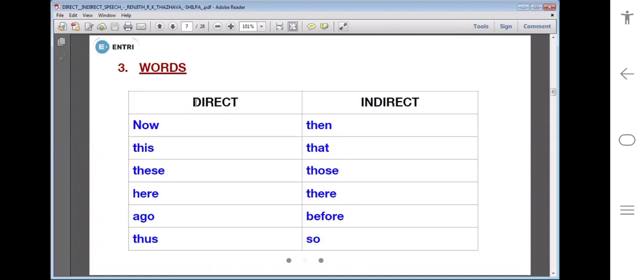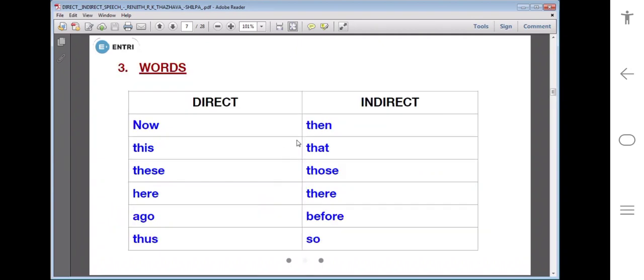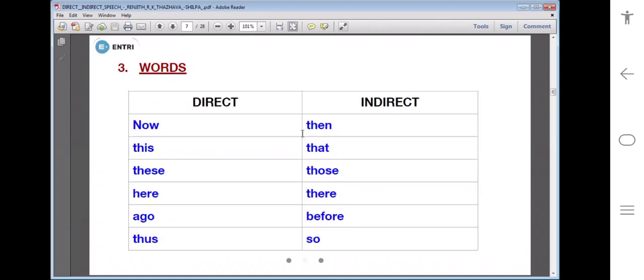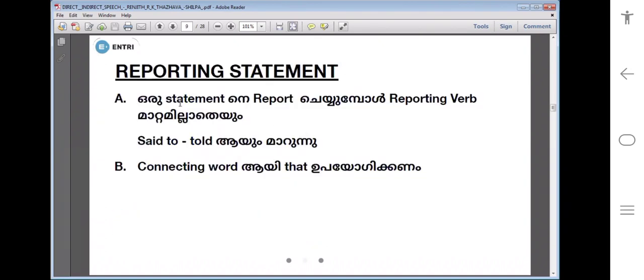Another change that we have: if in direct speech the adverbs of time and place are given, how do you change them? If it is now in the direct speech, that will become then in the indirect speech. This will become that, and these will become those. In this way, all these adverbs become the farther and the nearer forms of the adverbs of time. Now you can see here.